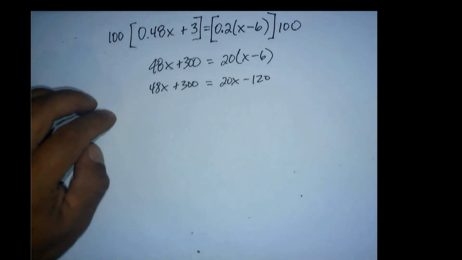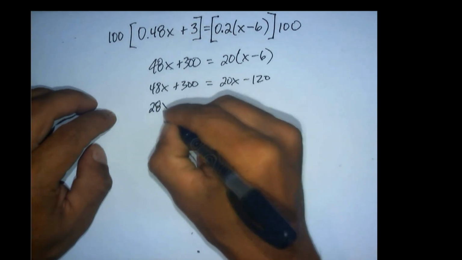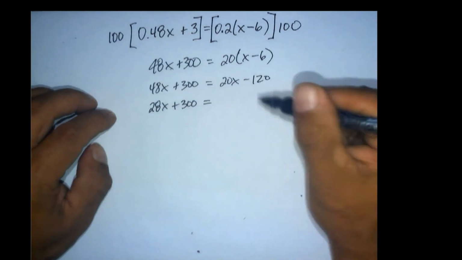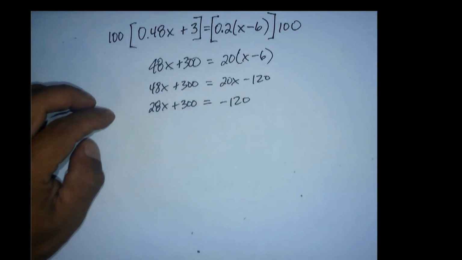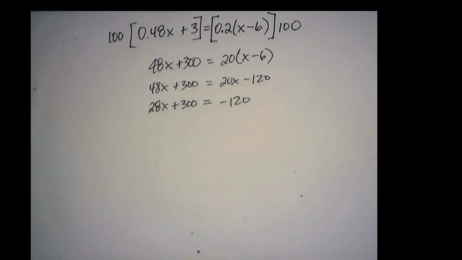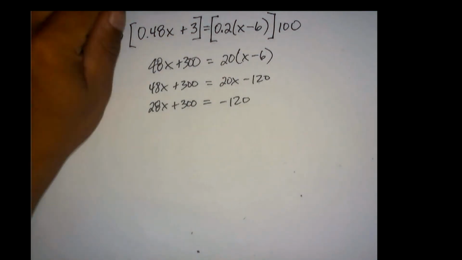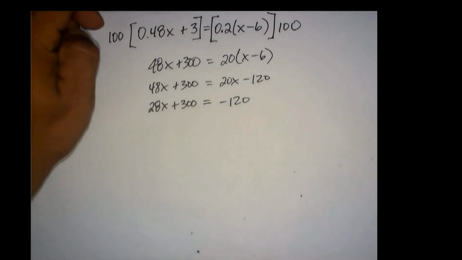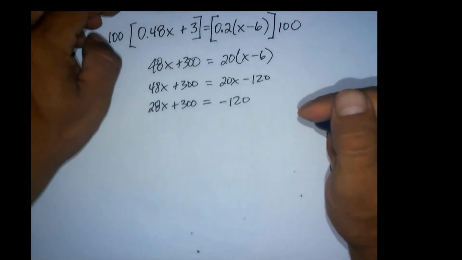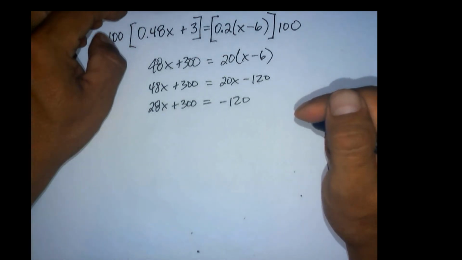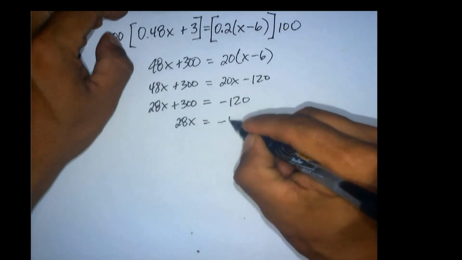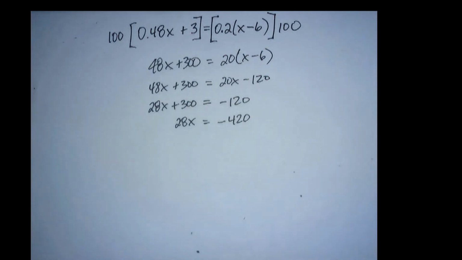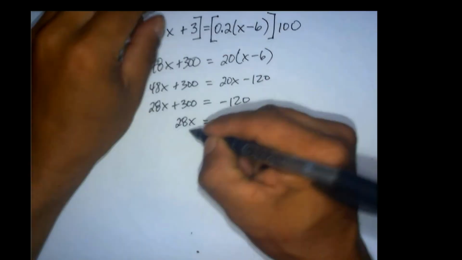Now, we're going to take 20x from both sides. So that would be 28x plus 300 is equal to negative 120. This one actually isn't that bad. And 28, now we're going to subtract 300 from both sides. So this will be 28x is equal to negative 420, right? Yes, absolutely.